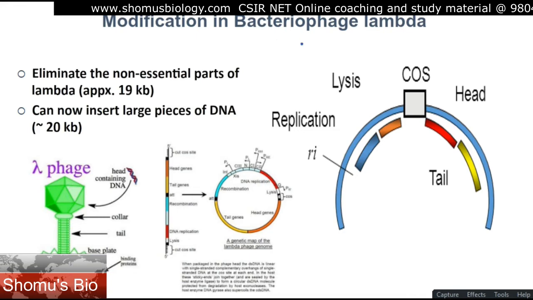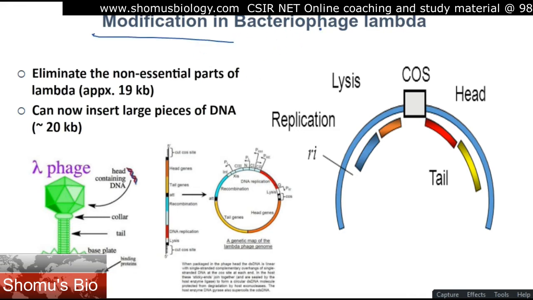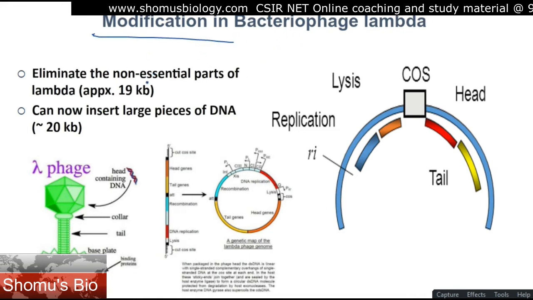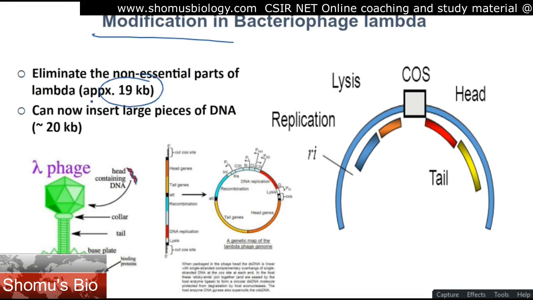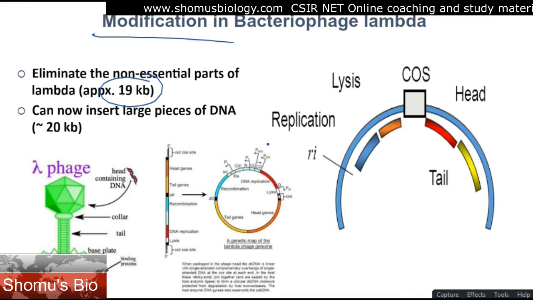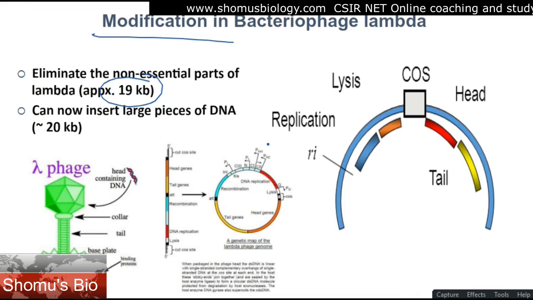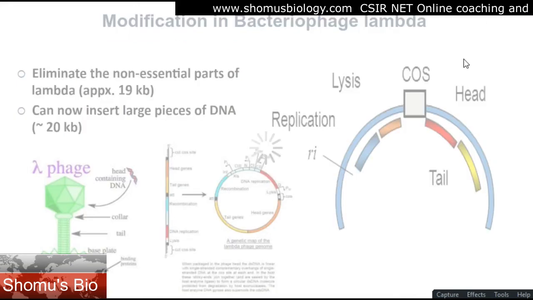Now for this process, we need to modify the bacteriophage lambda. We need to eliminate the non-essential part, approximately 19 kb, so we have room for about 20 kb of insert. So we simply keep the other genes required for the lytic cycle, cut that 19 kb of junk DNA out, and put the DNA of interest in that 19 kb sequence. That's like the disarming of the Agrobacterium vector we discussed. The same thing happens here as well.